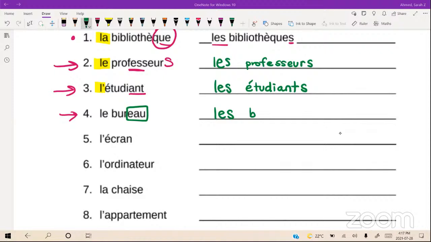Like this? Very good. So, yeah, so les bureaux. Very good. Okay. So les bureaux. Okay, let's try number 5 now.